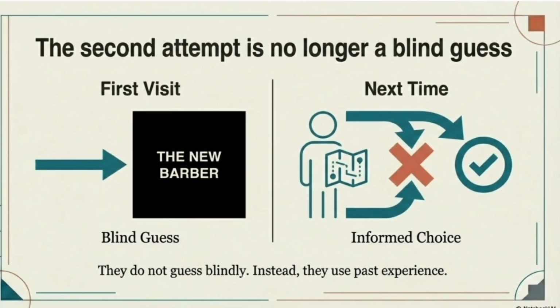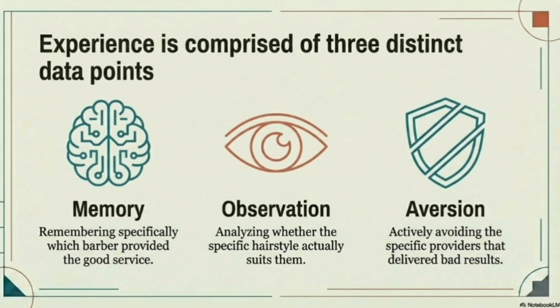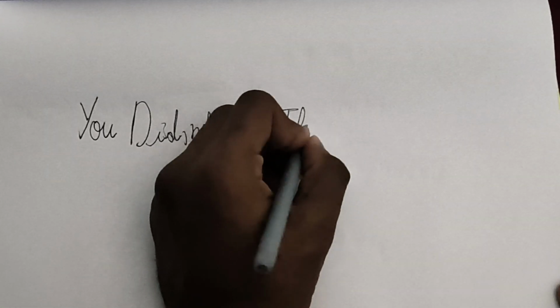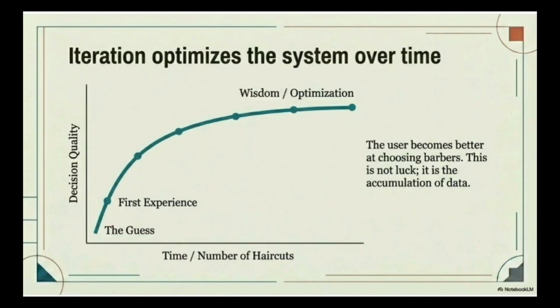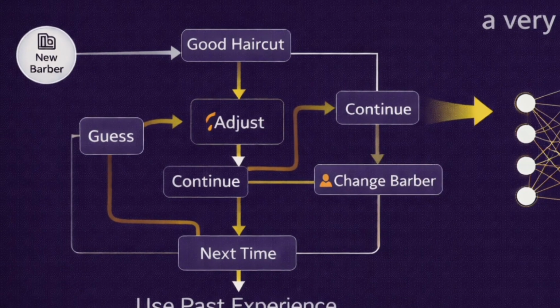The next time you go to a different barber, you're not guessing blindly. You remember your past experience. Slowly you start learning which barber or hairstyle suits you and which doesn't. You didn't know it on day one. You learned it by experience, by being wrong, and by improving your choices. And even AI learns, or you can say works, in a very similar way.